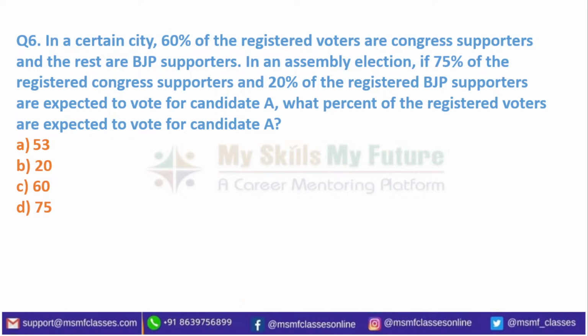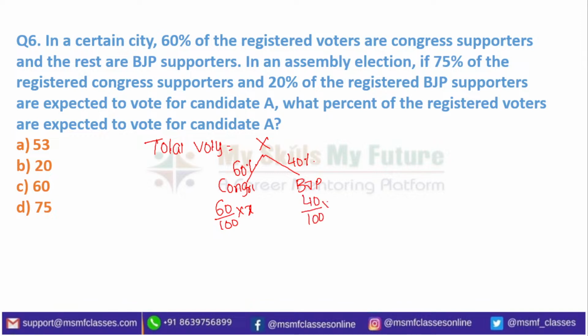Suppose for example, let us assume total votes equal to X. From this, we can partition Congress votes and BJP votes. Congress voters are 60%, and the remaining, BJP voters, are 40%. Out of X, 60% is directly 60/100 into X. Out of X, 40% are BJP, meaning 40/100 into X.